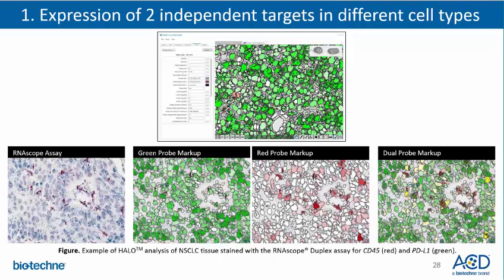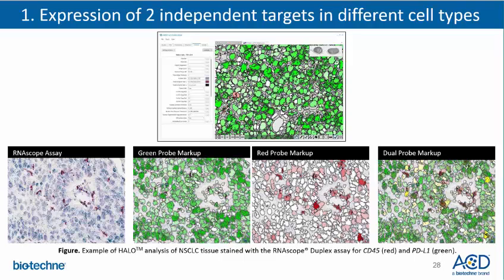This is an example of the HALO analysis of a non-small cell lung cancer tissue section stained for CD45 in red and PD-L1 in green with the RNAscope Duplex assay. The chromogenic duplex image for both targets is shown on the left. The two middle panels show the probe markup by HALO for the green and red probe.